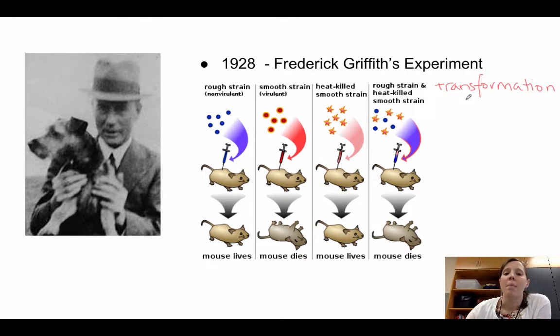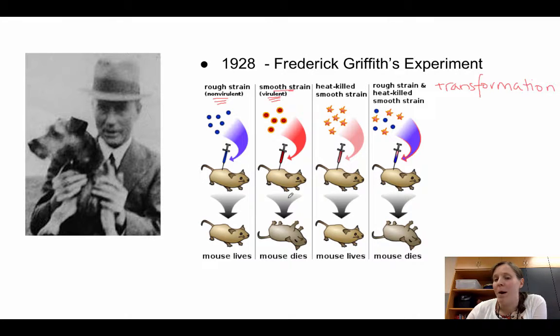So basically, he knew of these two strains of pneumococcus bacteria, a rough strain that had these proteins on the outside that made it look rough, which was non-virulent, meaning non-deadly. And there was a smooth strain that lacked those proteins that was virulent. And when he injected the non-virulent strain into a mouse, the mouse lives. But when he injected this virulent, this deadly strain into a mouse, the mouse died.